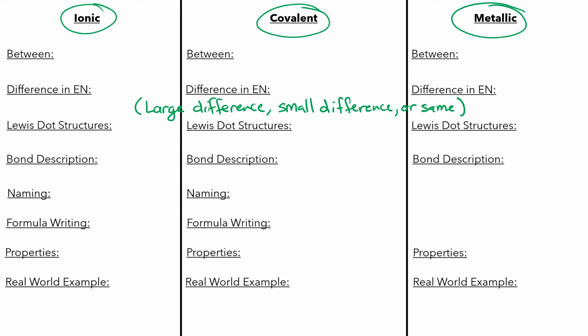Properties. So describe properties of each. Be sure to include at least melting point, solubility, and conductivity. So I'm going to write that down. So make sure you guys include solubility, melting point, and conductivity.